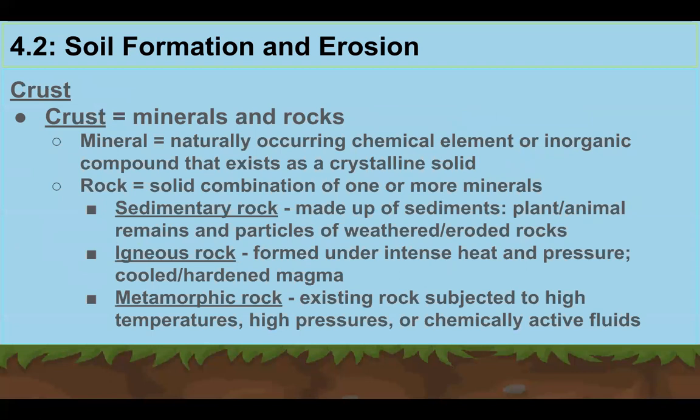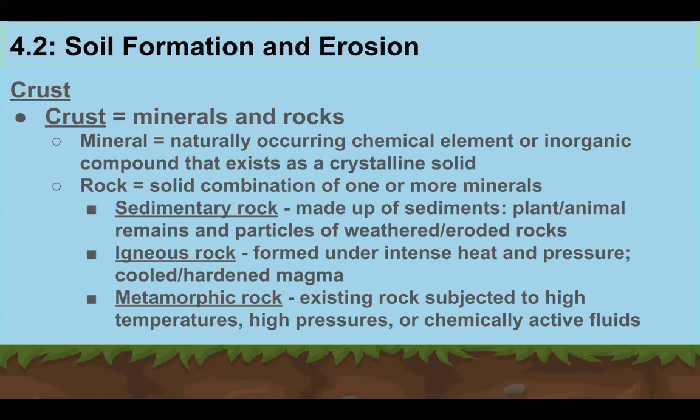So a mineral is defined as a naturally occurring chemical element or inorganic compound that exists as a crystalline solid. So we'd be talking about something like maybe silicon dioxide, like with quartz. There are many minerals that we utilize, that we get from the geosphere in the crust. There are three different types of rocks: sedimentary, igneous, and metamorphic rocks.